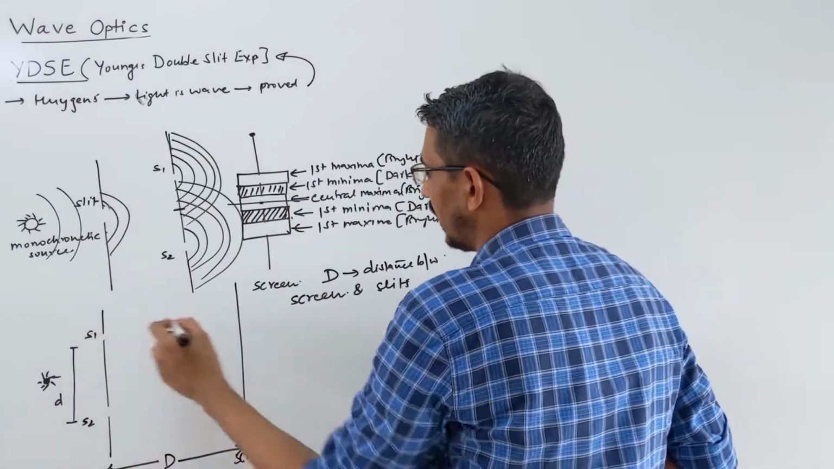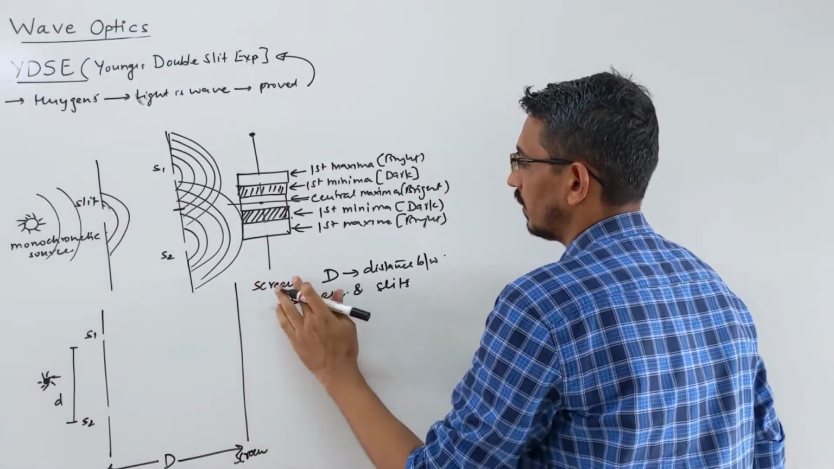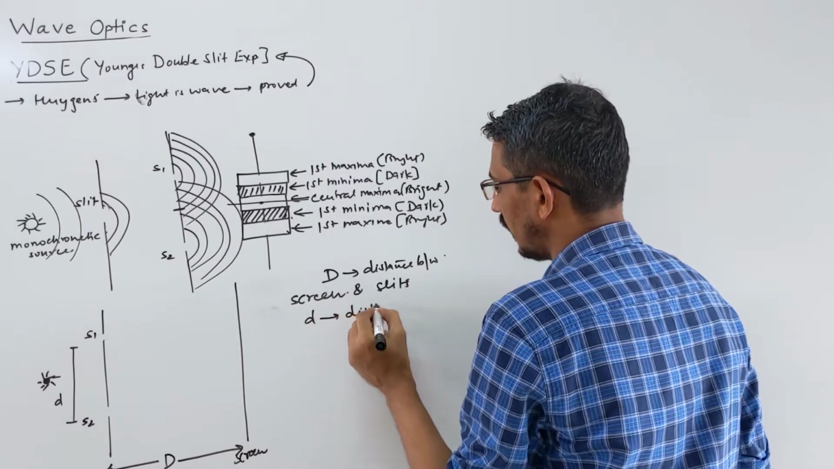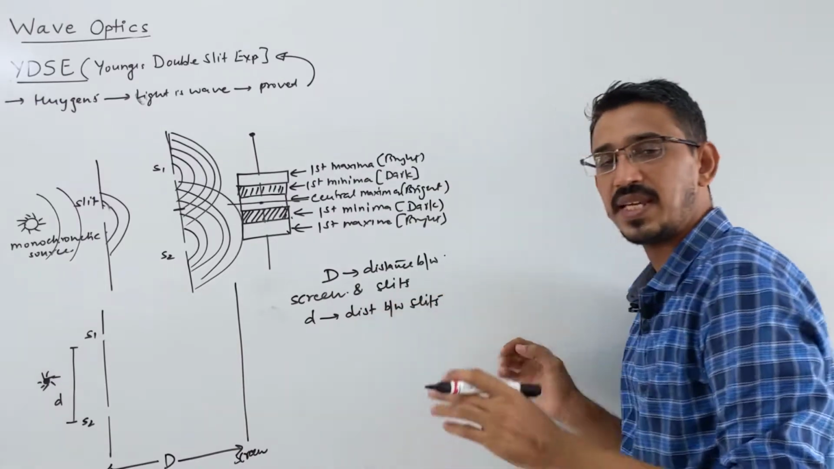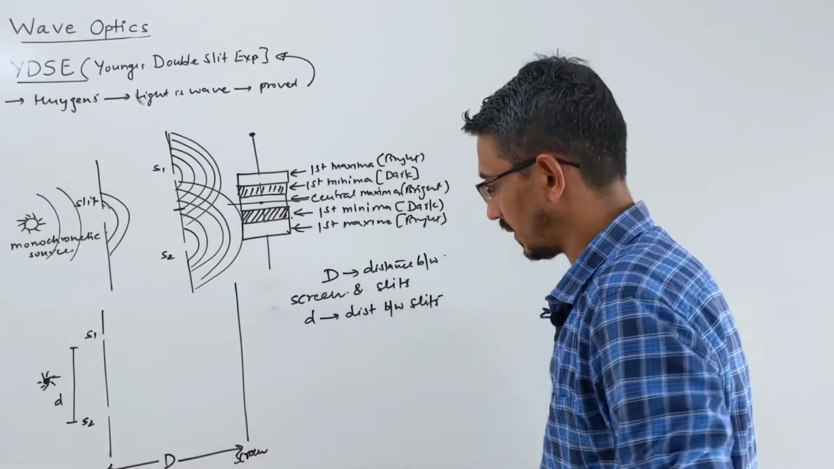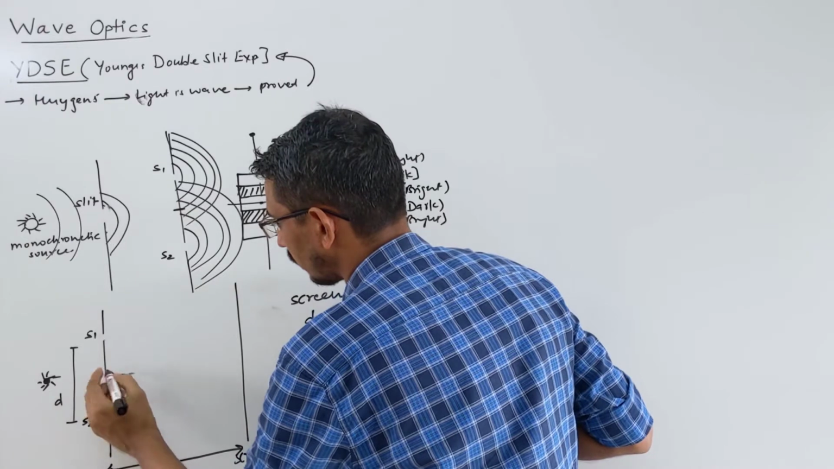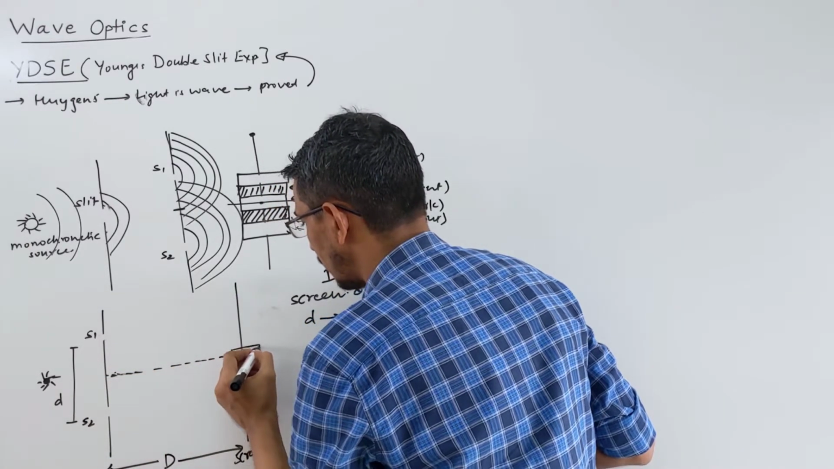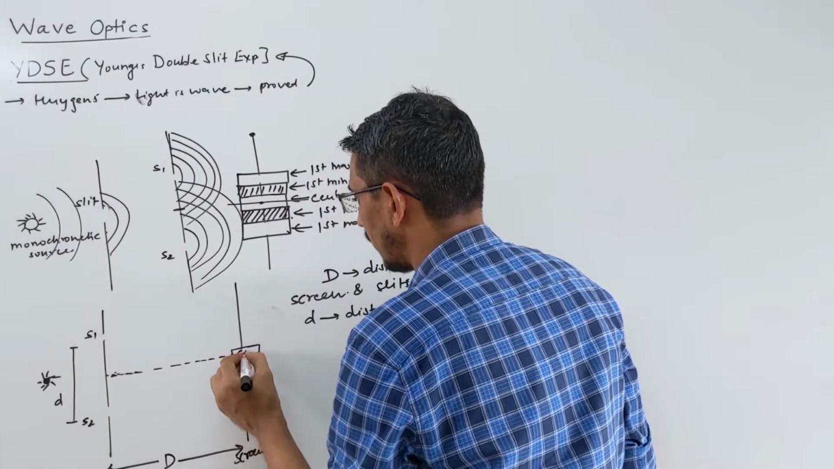Then the small d that I wrote: small d is the distance between the two slits, or two sources, S1 and S2, that distance. Let's draw a line from the middle. At this point, you know the central maxima will be formed. This is your central maxima. I'm writing CM to understand.